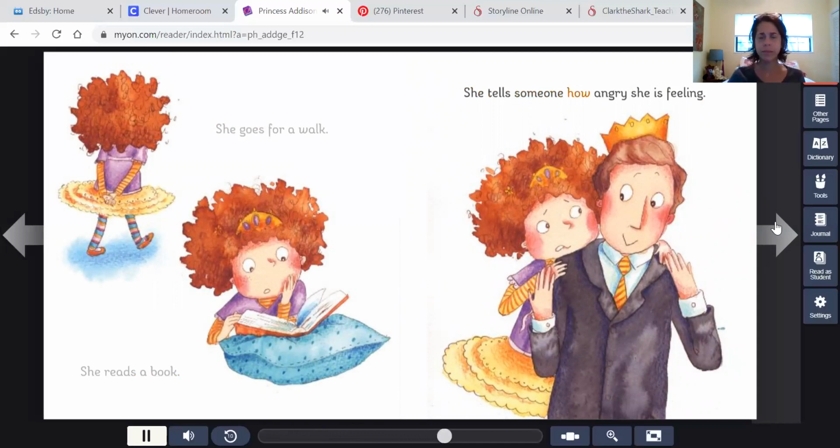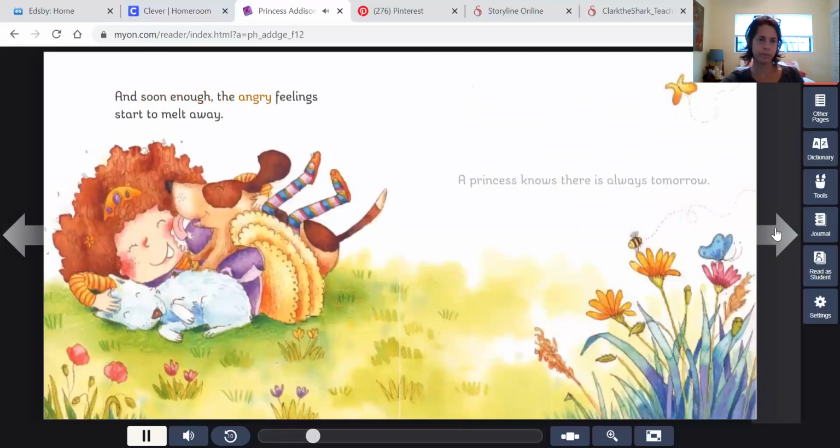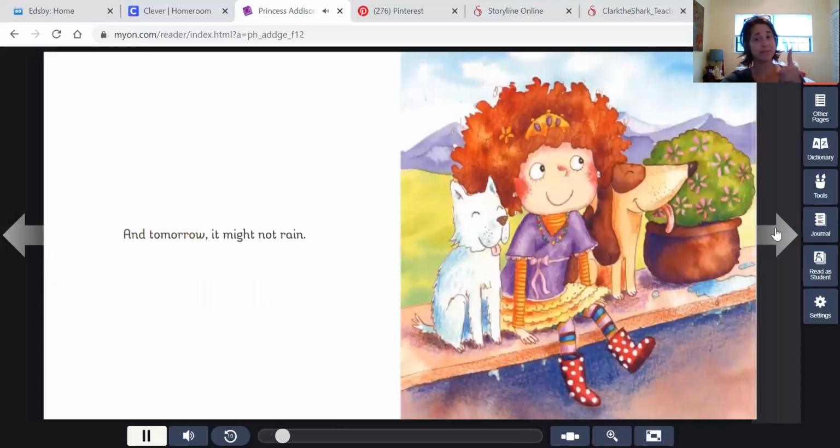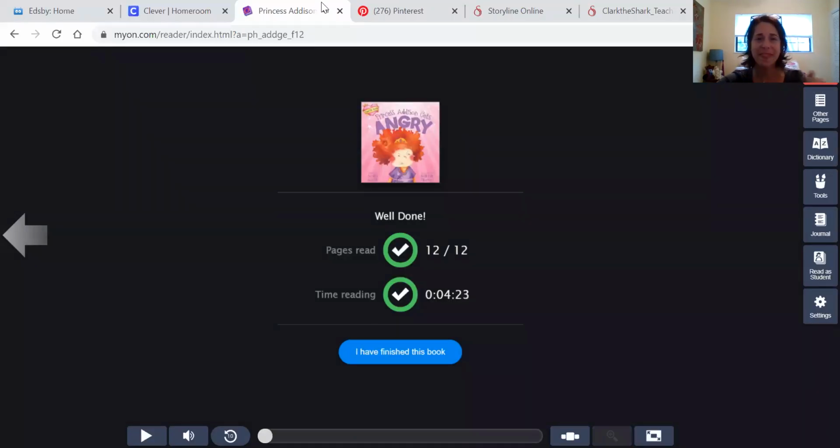She tells someone how angry she is feeling. And soon enough, the angry feelings start to melt away. A princess knows there is always tomorrow. And tomorrow, it might not rain. That's the story it reminds me of.